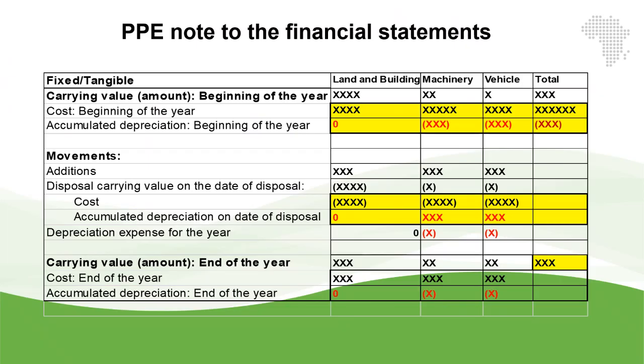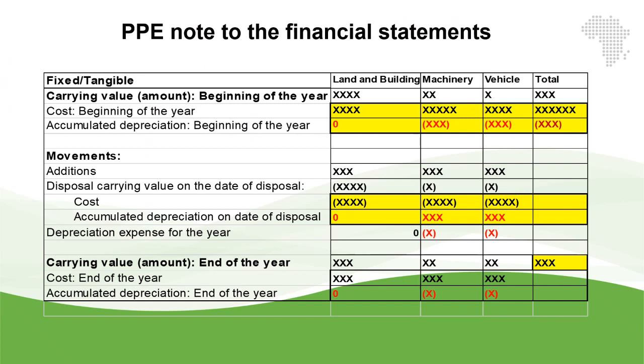Then we will do a class example, where I take you through how we apply those 6 steps that we just spoke about. But for now, I just want to show you the property, plant and equipment note to the financial statements. So this is how a PPE note looks.